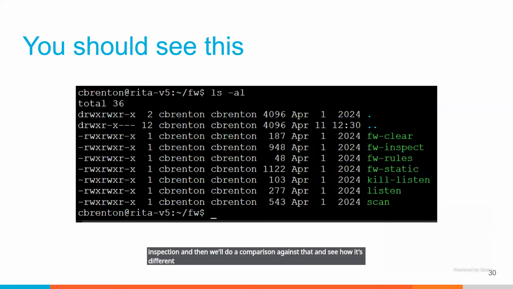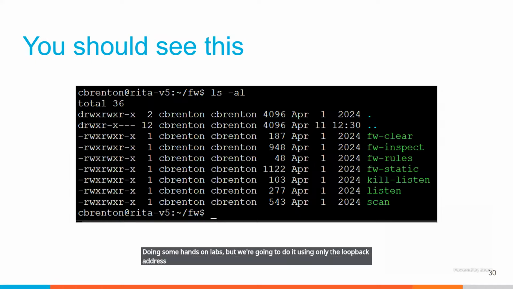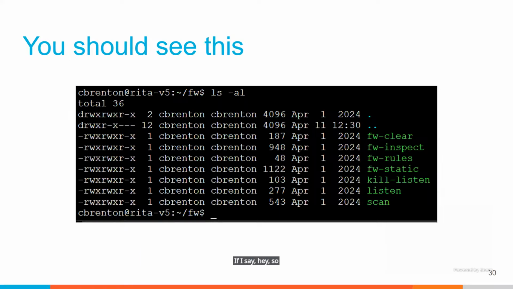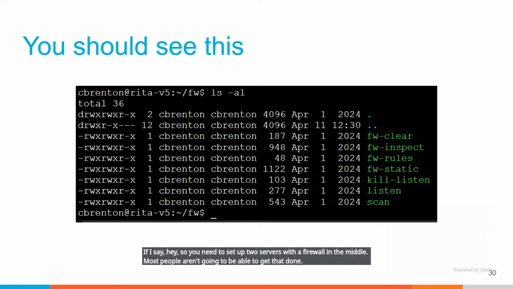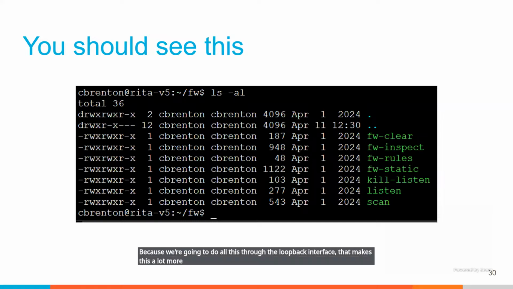So that firewall testing I was talking about, I'm going to start introducing that next week, doing some hands-on labs, but we're going to do it using only the loopback address just to try and keep things simple, right? If I say, hey, you need to set up two servers with a firewall in the middle, most people aren't going to be able to get that done. But if all you need to do is spin up a Linux box someplace, and it can even be a cloud instance, and that's fine, because we're going to do all this through the loopback interface, that makes this a lot more accessible for anybody.